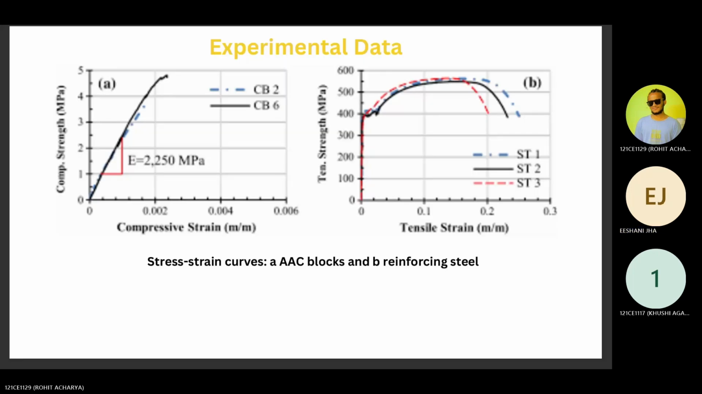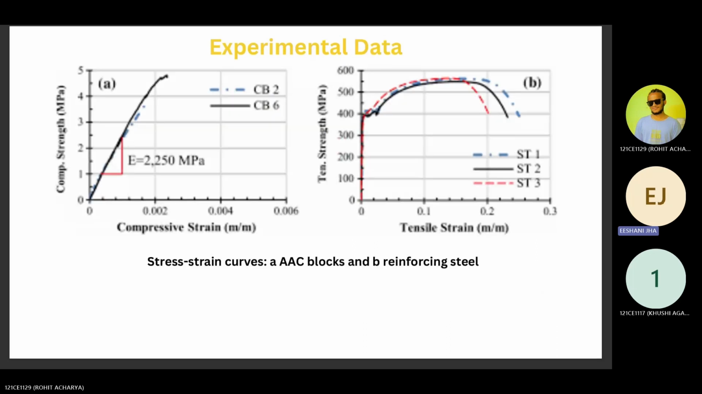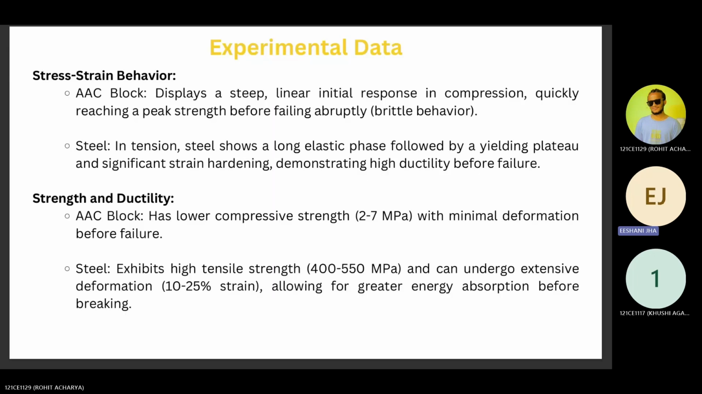Moving towards the next graph, this shows us the stress strain graph. Here, as can be seen, it examines two types of concrete blocks, namely CB2 and CB6. Both samples show how stress increases with strain, which is a key measure of material strength. Despite their similarities, subtle differences in their curves might indicate variations in material consumption or mechanical properties. And this is important for understanding how the material behaves under the load.